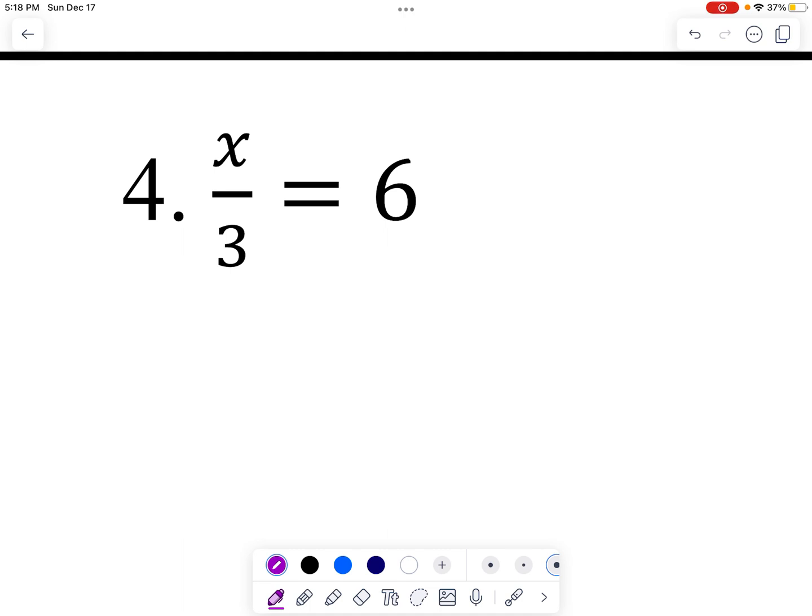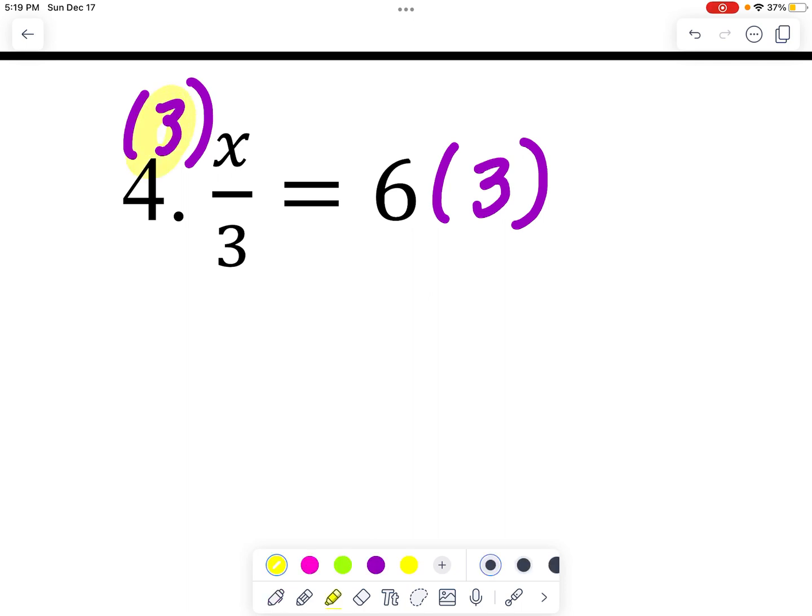Okay, so in this problem, I see the division bar, the fraction bar, which means division. And in order to get rid of division, we would use the opposite, which is multiply. Here, x is being divided by 3, so to get rid of that, you need to multiply your x by 3. There's not a lot of room here, but I'm going to sneak it in. We use parentheses when we want to show that we're multiplying. Now our opposites, the 3's, because multiplication and division are opposites, we're going to cross them out.